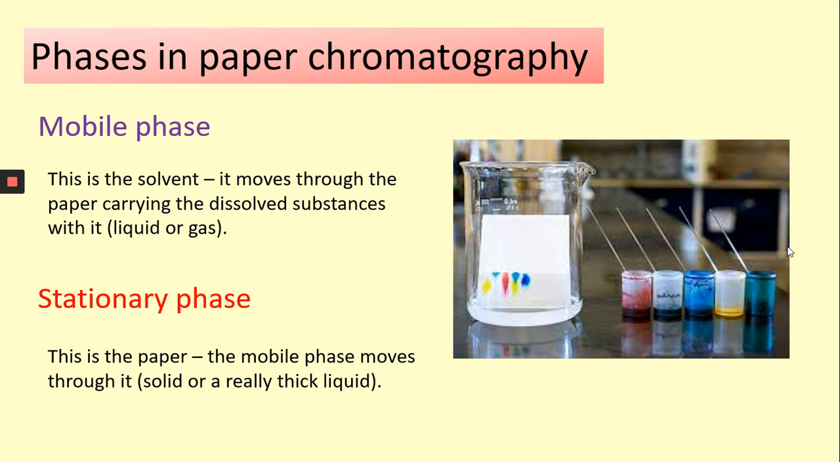So different substances have different attractions to the mobile phase and the stationary phase. They're attracted to them both in different proportions. So say something was very attracted to the mobile phase, it would move quite far up and it will move quickly with the mobile phase. If it was attracted to the stationary phase, it would not move very far up the paper. So it all depends on how attracted they are to either the mobile phase or the stationary phase. So if it's really attracted to the mobile phase, it moves quickly up the paper. If it's attracted to the stationary phase, it doesn't really move very much.